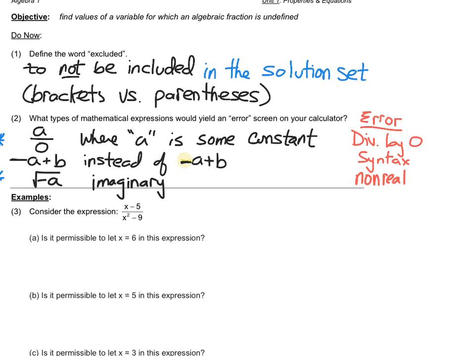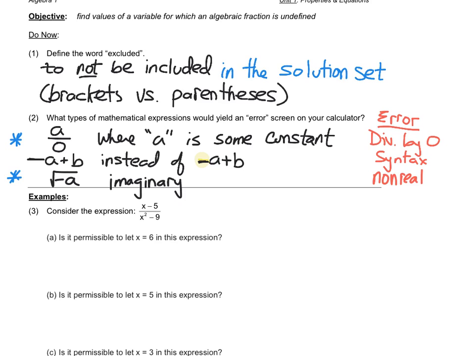Fortunately, the one in the middle is the easiest one to fix because you don't have to know really anything about math in order to fix it. All right, so that's good news. So if you ever get the syntax error, you can fix that pretty quickly.